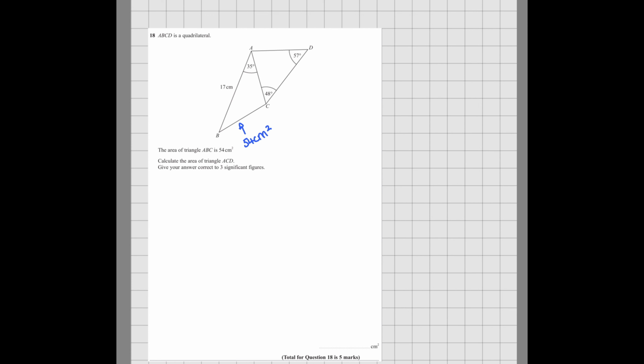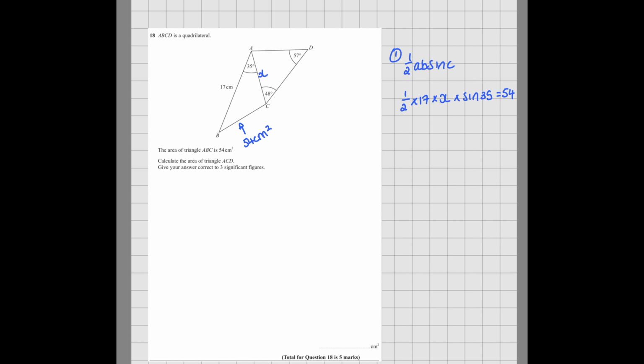Well, we know it's not a right angle triangle, therefore we can't do base times height divided by 2. Therefore, we will have to use a half ab sine C. So we know that a half times 17 times x, let's label that as x because we don't know what that side is, times sine 35 should give you 54. Right, let's work that out.